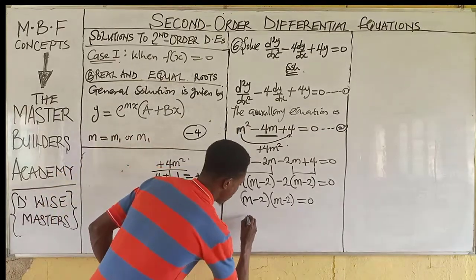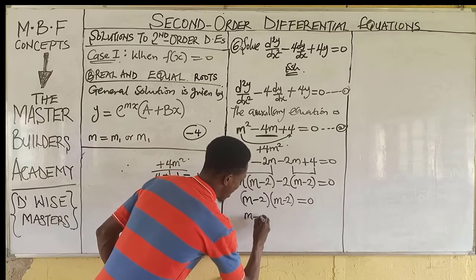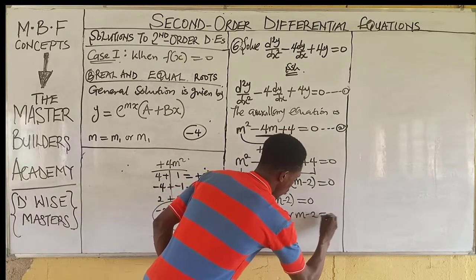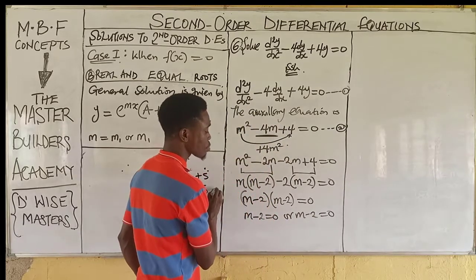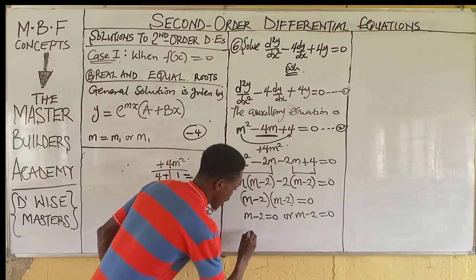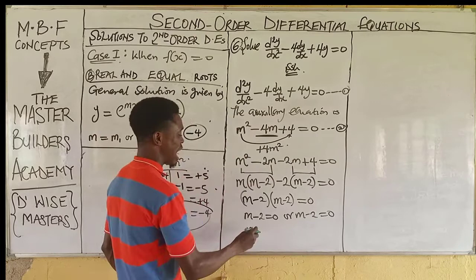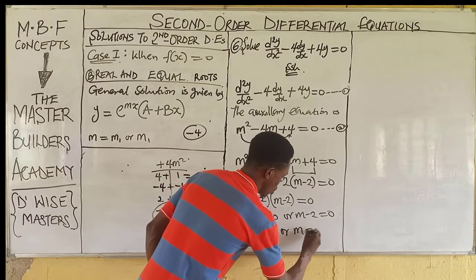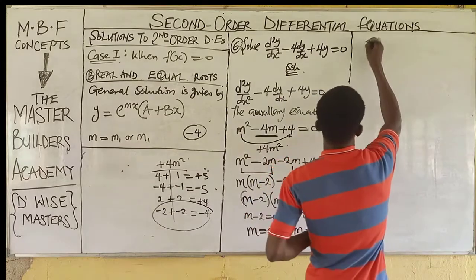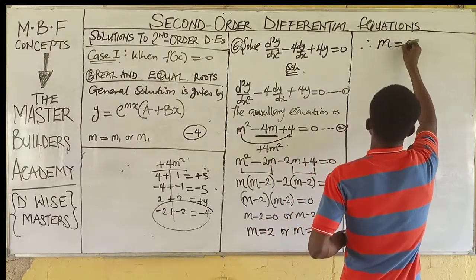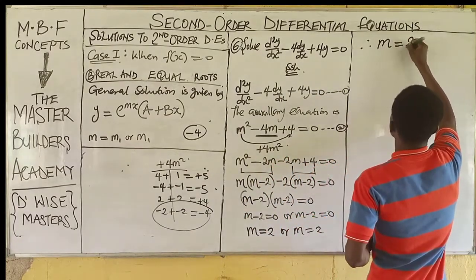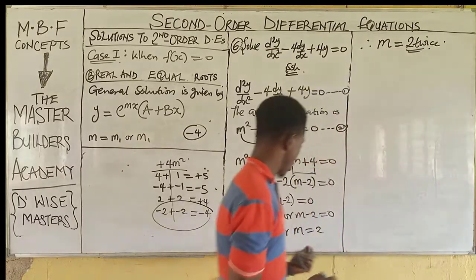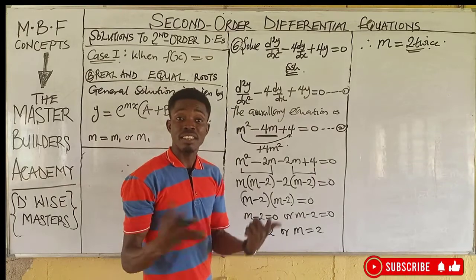Now, I have m - 2 is equal to 0, or m - 2 is equal to 0. And at this point, we are going to make m the subject of the formula. And when we do that, this will have given us 2. And this also will have given us 2. And therefore, we have that m is equal to what? 2 twice. The two results are real, but are the same.